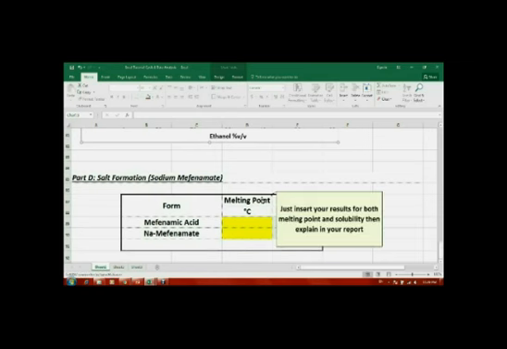Now, list down the results from salt formation.